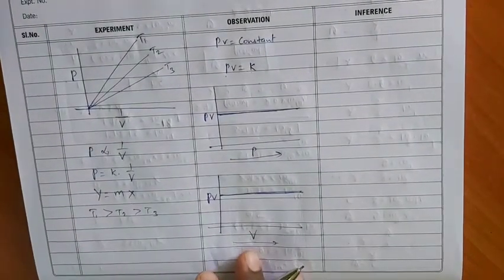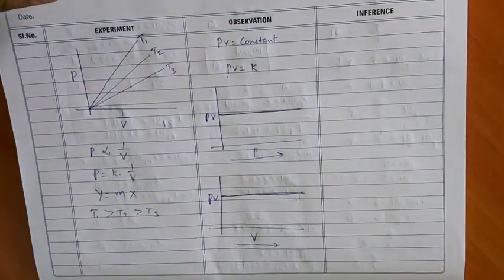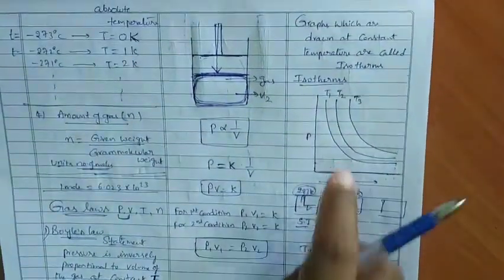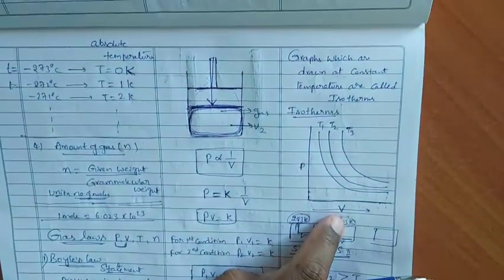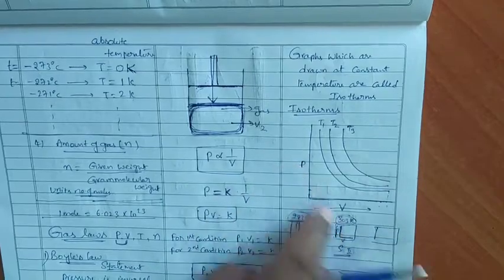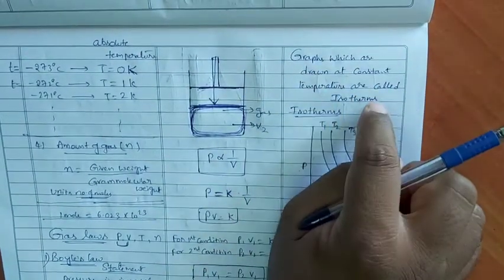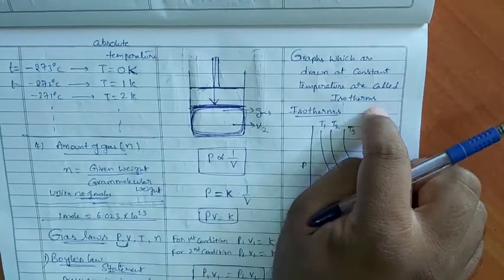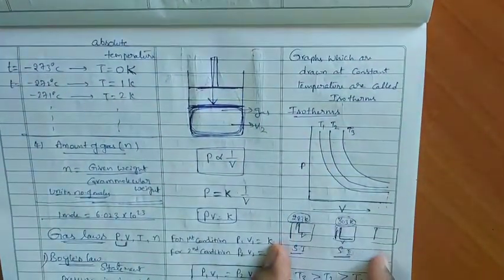These are the graphs which we have studied under the heading isotherms. Now once I will show that one. First we have drawn between pressure and volume directly, P and V. Graphs which are drawn at constant temperature are called isotherms. Okay, now under these isotherms we have seen all these things.